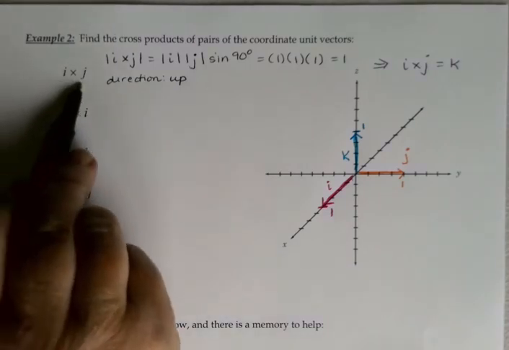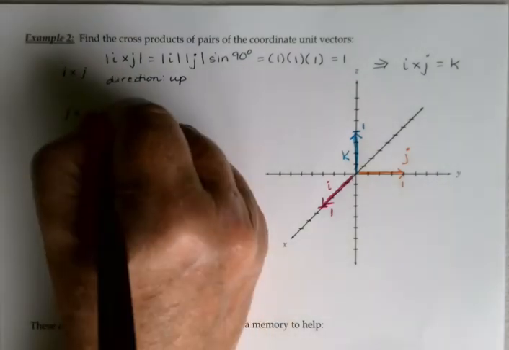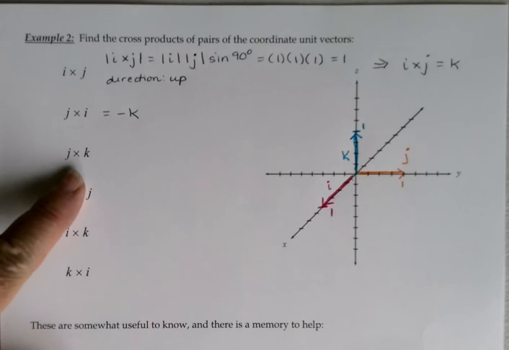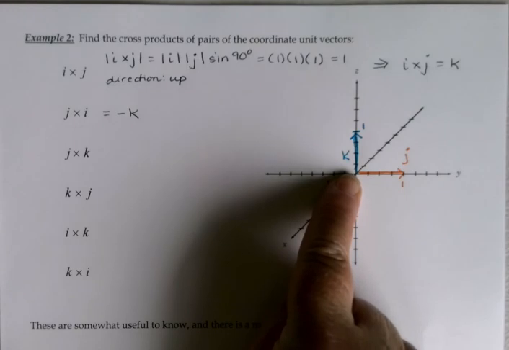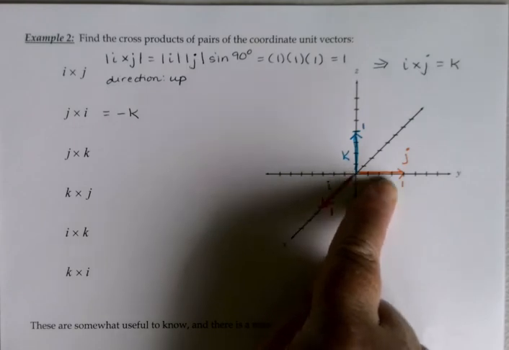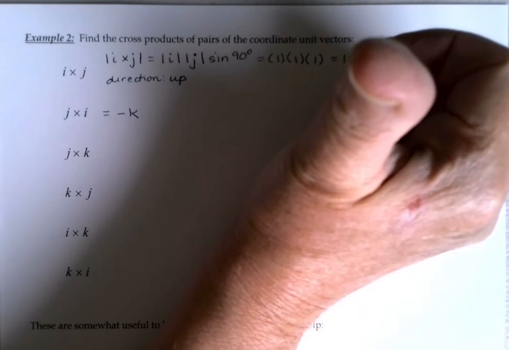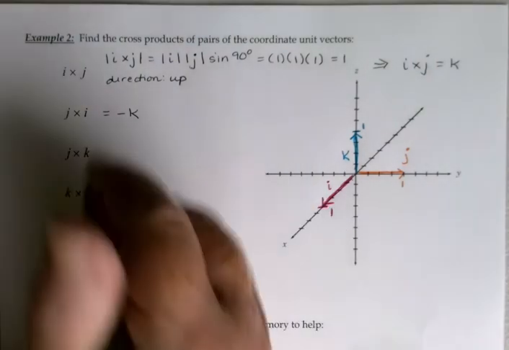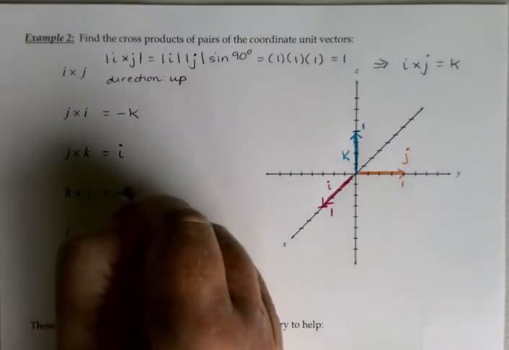So I cross J is K. We know that when we reverse the order of a cross product, we always get the opposite answer. So J cross I is going to be minus K. What about J cross K? Well, if you, again, put the heel of your hand at the origin, lay your hand along J, and curl your fingers towards K, my thumb's going to point straight out of the paper, and that's in the direction of the x-axis. A vector of length 1 in the direction of the x-axis is I. And the reverse will give me minus I.